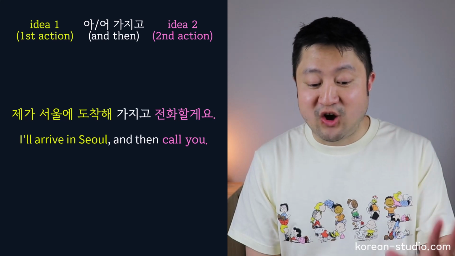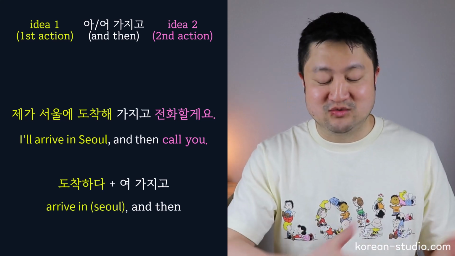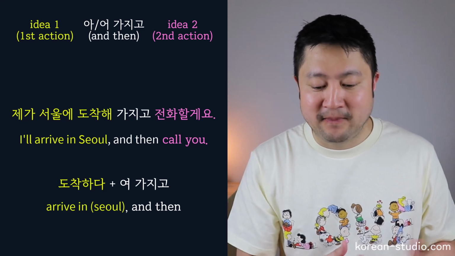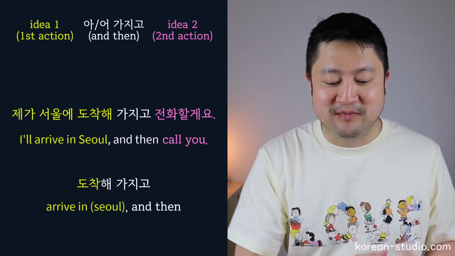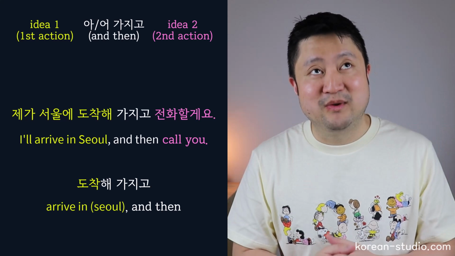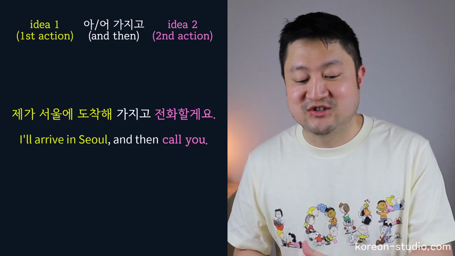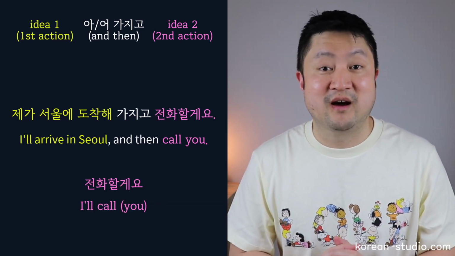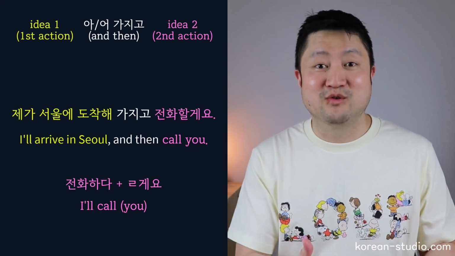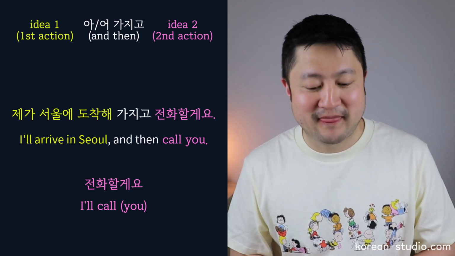So the first idea is 서울에 도착하다, which means to arrive in Seoul. And we add 여 가지고 to any kind of verbs that end in 하다, and that helps to form 도착해 가지고. And that basically means arrive in Seoul and then. So when we use 어/아 가지고 to sequence actions, it's similar in meaning to "and then." And then the second action that happens is 전화할게요, which combines 전화하다, which means to make a phone call, and 을게요, which kind of functions like "will." So 전화할게요 means I'll call you. So that's one of the uses of 어/아 가지고, to sequence two actions.